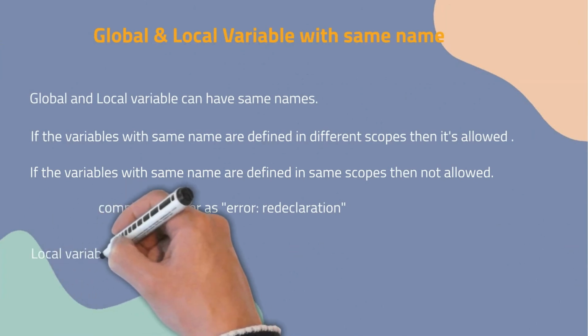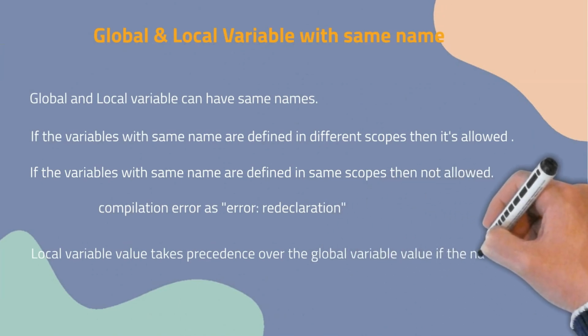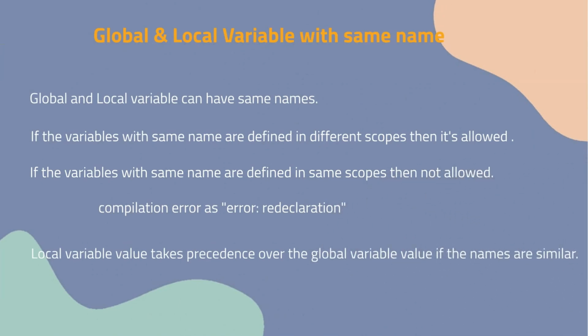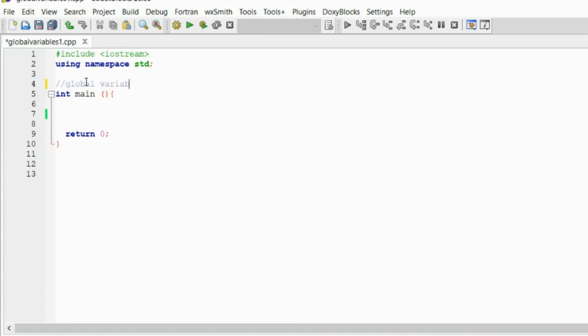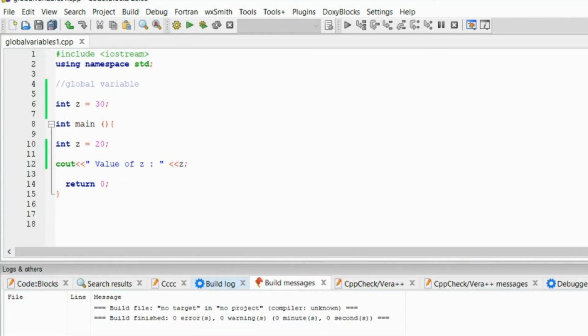Local variable value takes precedence over the global variable value if the names are similar. Let's test the global and local variable with same name using a program. In the program, a variable z is declared and initialized with a value of 30. In the main program, again the same variable z is declared, and this time it's initialized with a value of 20. Cout statements are added to print the value of variable z.